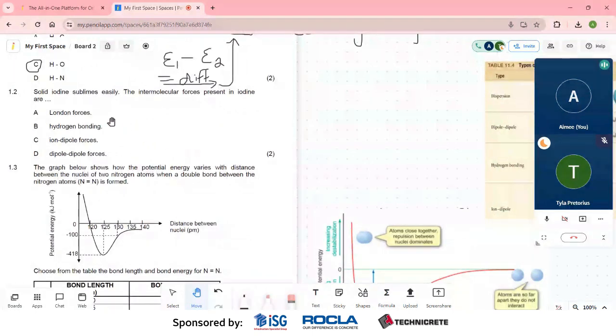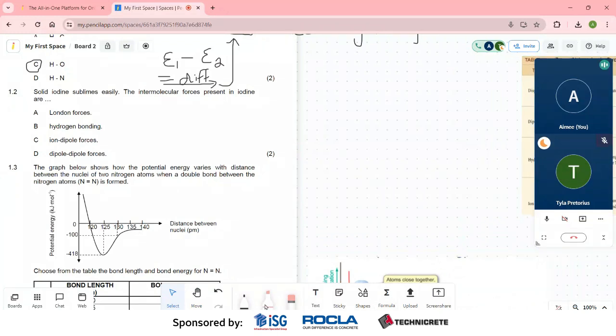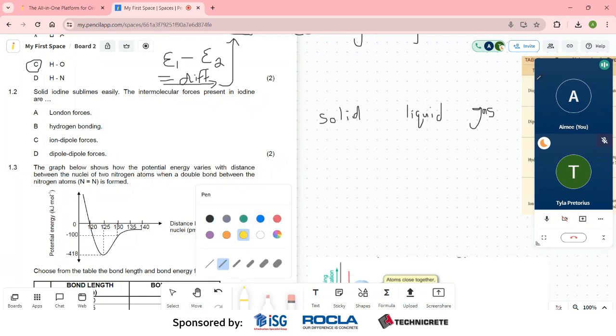Let's talk about this one. So it says solid iodine sublimes easily. The intermolecular forces present in iodine are. Okay, so let's just talk about the first part here. I just want to quickly remind you of some things. Just to explain what sublimation means, because these are words that could potentially come up and they matter because if you don't know what they mean, you won't be able to answer the question.